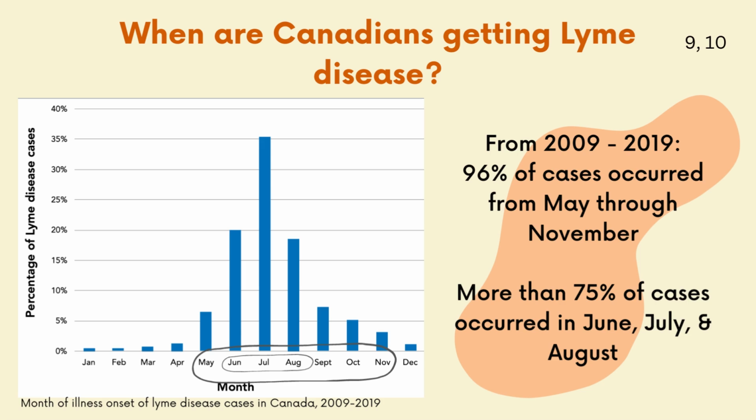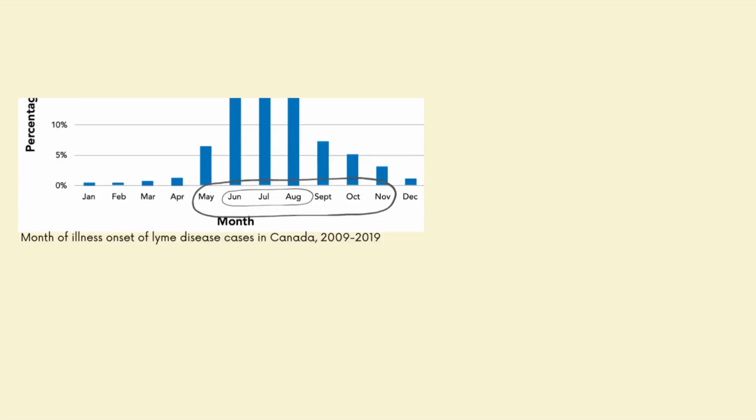And finally, when are Canadians getting Lyme disease? In general, as previously mentioned, ticks are most active in spring and summer, and we see this reflected in how many cases of Lyme occur at specific times of year in Canada. Drawing on data from 2009 to 2019, we see that more than 95% of cases occurred from May through November, and more than 75% of these cases had symptom onset during the summer months of June, July, and August. Notably, 35% of cases occurred during the peak of the summer in July.